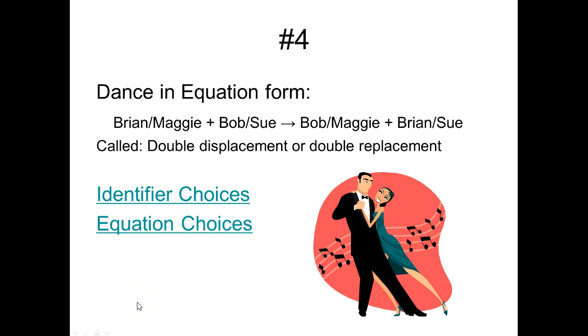All right, the fourth equation is you have a combination of Brian and Maggie, and you have another combination of Bob and Sue, and then you form a totally new set of 2 combinations. You have Bob and Maggie and Brian and Sue. This one is called double displacement or double replacement because both compounds have switched partners. So Brian is now with Sue and Bob is now with Maggie. It's kind of like FOIL in math, but you have to be careful in the arrangement of which part goes first, because remember in compounds you have to have the positive part first and the negative part second. So you have 2 compounds and they've both switched.